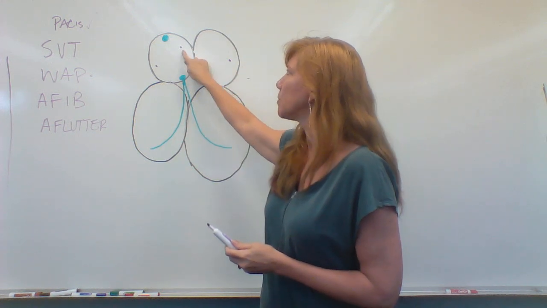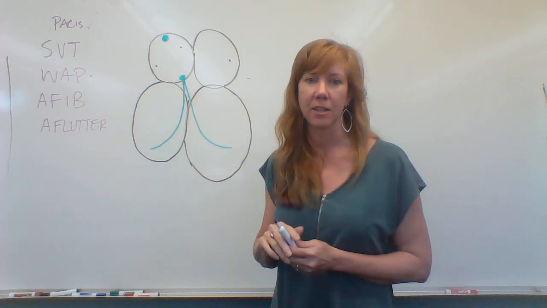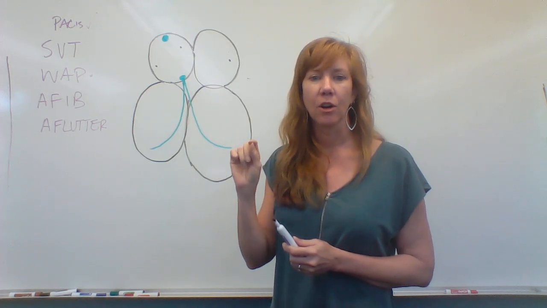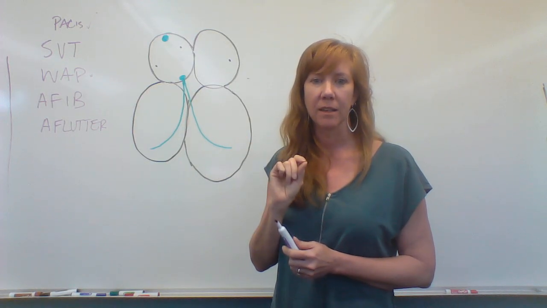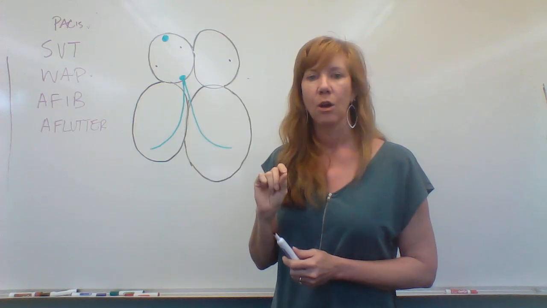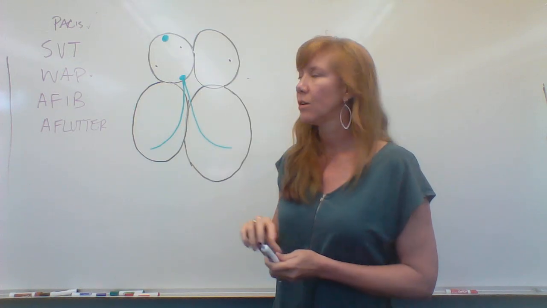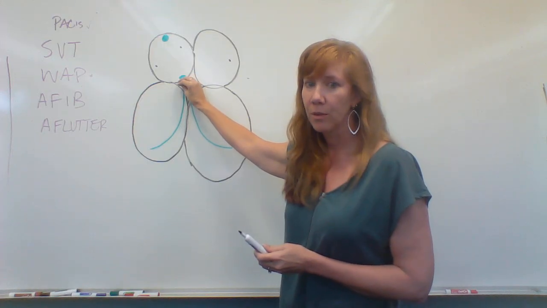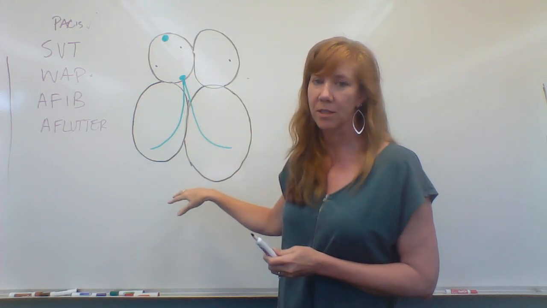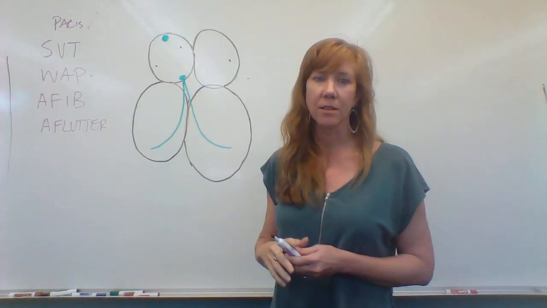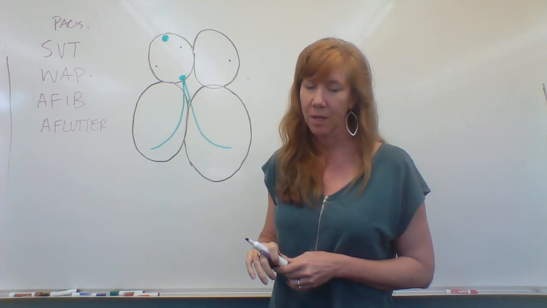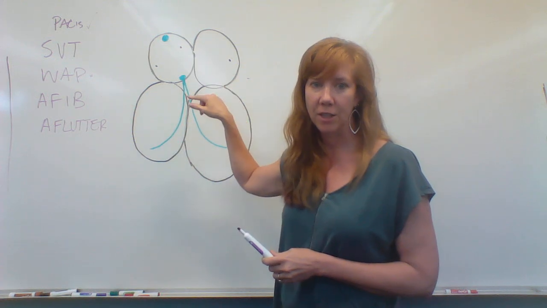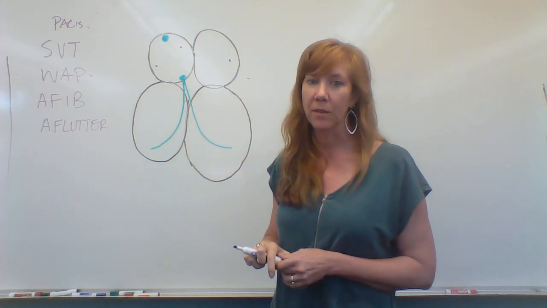So if they're coming from slightly different locations, then all the P waves are going to look a little bit different. What about the QRSs? Well, all the electricity comes to the AV node and goes down the same bundle branch system. So the QRSs all look exactly the same. It's only the P waves that are coming from different locations. So only the P waves look different.